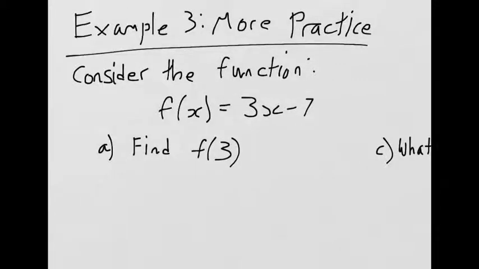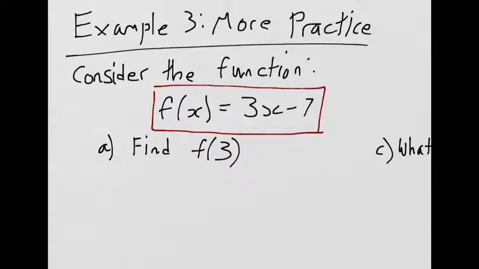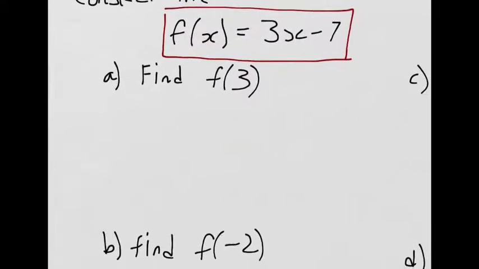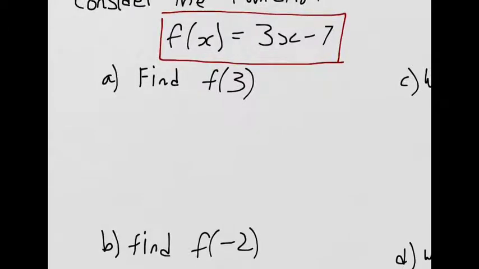Okay, example 3, we're just going to do a few more practice problems with function notation because it can be kind of awkward and unfamiliar when you first start dealing with it. So I want you to consider the function f of x equals 3x minus 7. That basically just means this is the function we're going to use for this problem, and we're going to evaluate some information based on f of x.